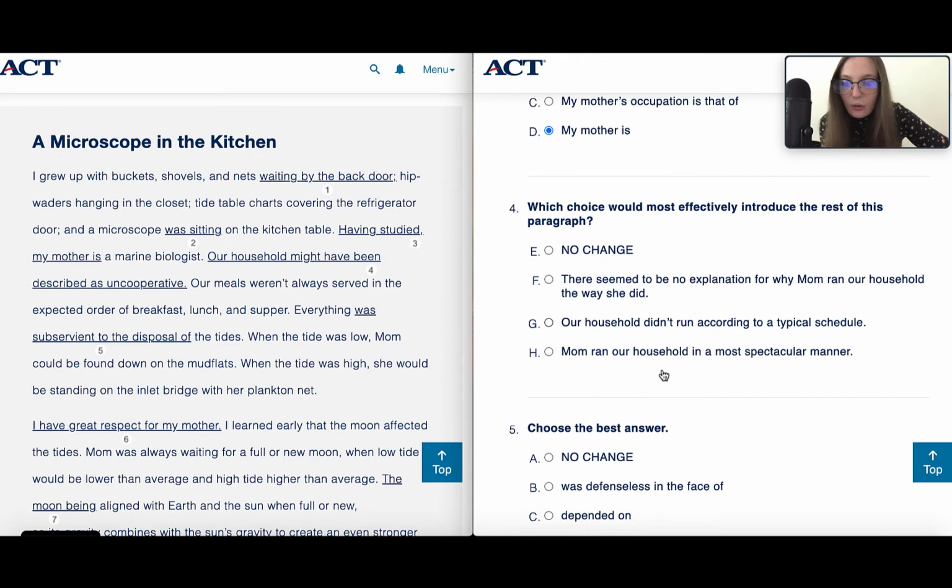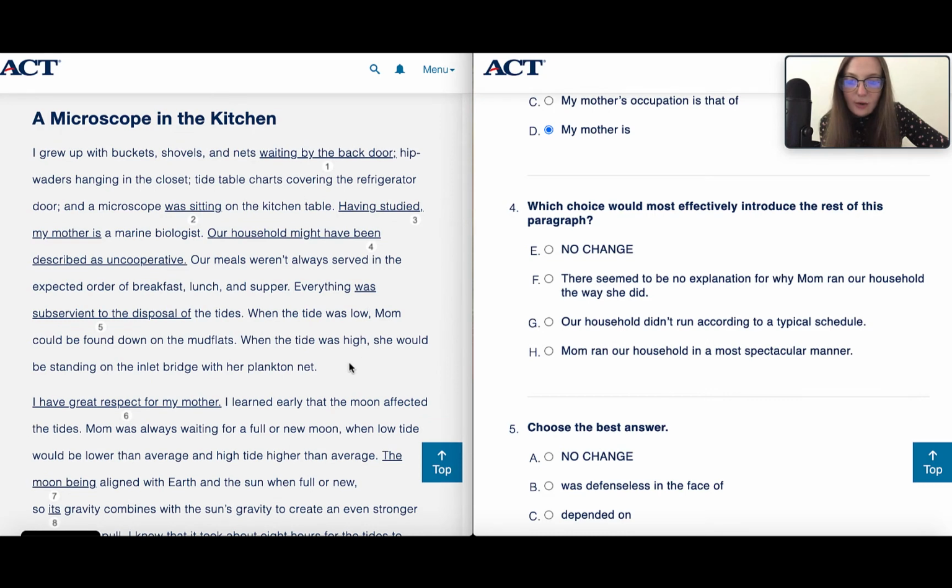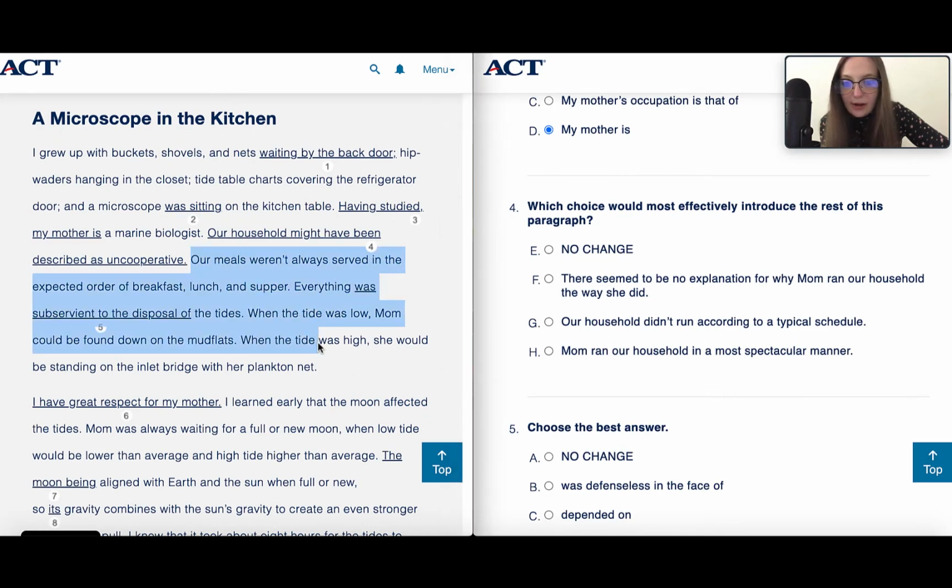Alrighty, and then question number 4. Our household might have been described as uncooperative. So they want us to pick a choice that's going to introduce the rest of the paragraph. So obviously what we need to do is read the rest of the paragraph right here. Our meals weren't always served in the expected order of breakfast, lunch, and dinner.